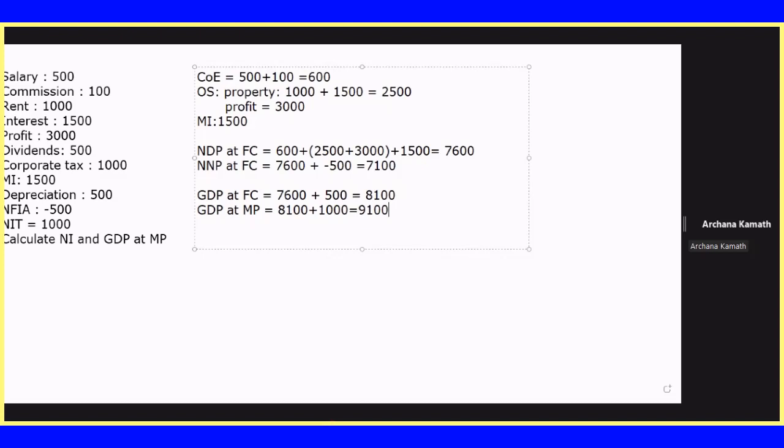So two values have to be found out. One is national income, that is NNP at factor cost, and the second is GDP at market price.